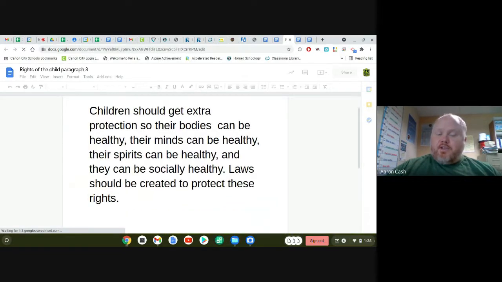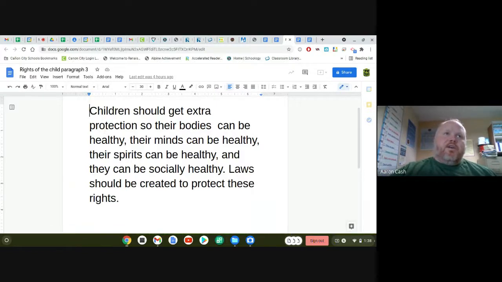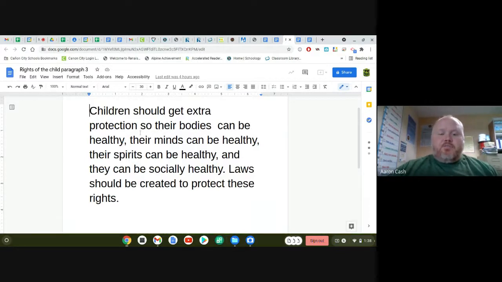Children should get extra protection so their bodies can be healthy, their minds can be healthy, their spirits can be healthy, they can be socially healthy. Laws should be created to protect these rights. Okay? It's not just that kids need to be protected from people coming in and kidnapping them. Kids have lots of rights that say that they should be able to live happy and healthy lives.